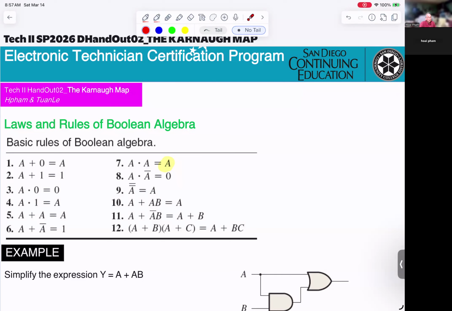Hey, hello. Today we will be talking about the Karnaugh map. Okay. In the past, we already got to the Boolean algebra. This is on the formula. We already went through that.